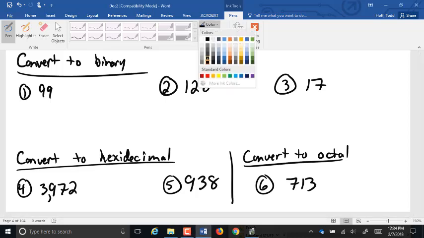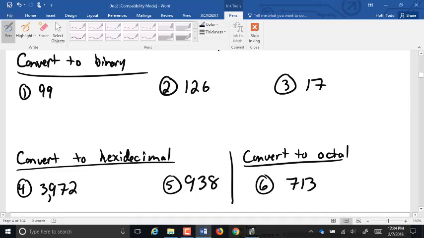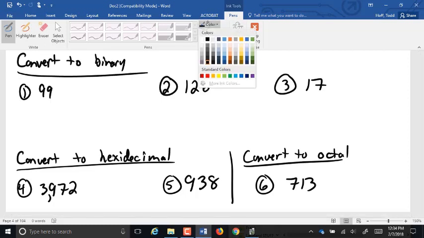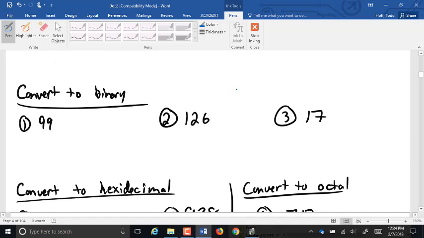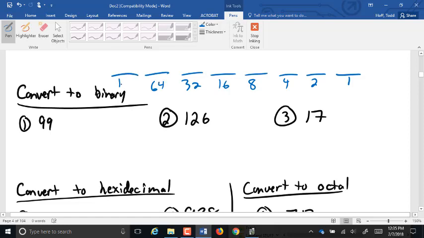Okay, so as we look at these, to convert to binary, the first thing we need to do is list out the place values. For binary, we have the 1s, the 2s, the 4s, the 8s, 16s, 32s, 64, 128. Now 128 is bigger than any of our numbers, so we know we've gone far enough. First checkpoint: any questions on where those numbers came from?